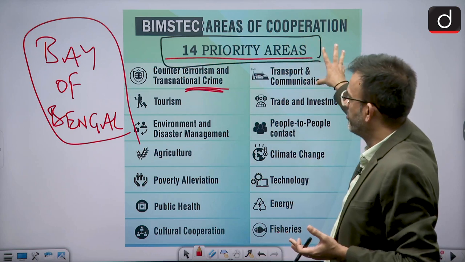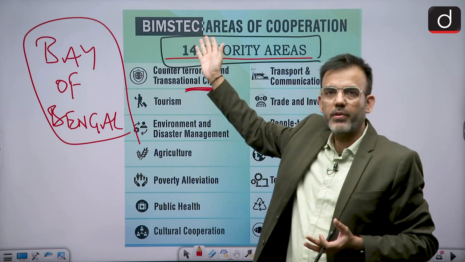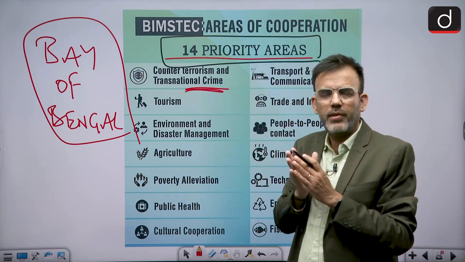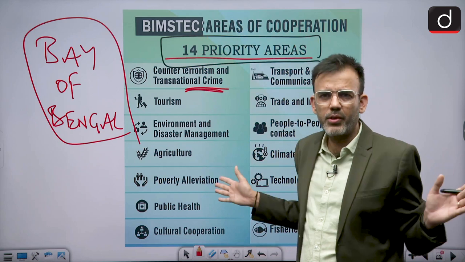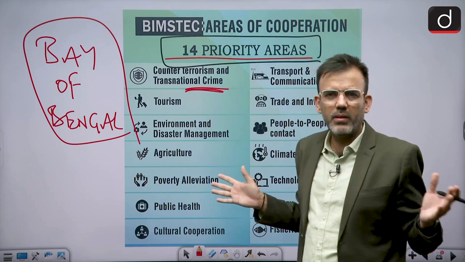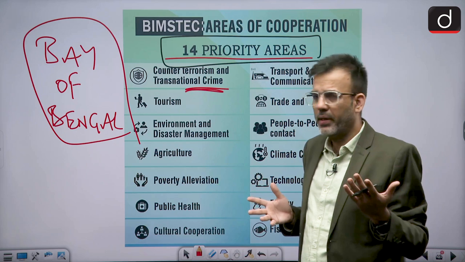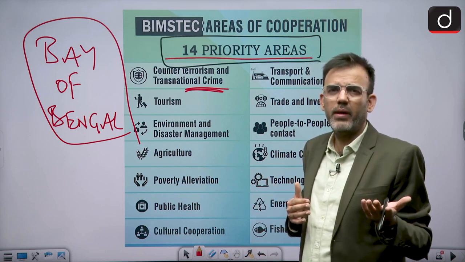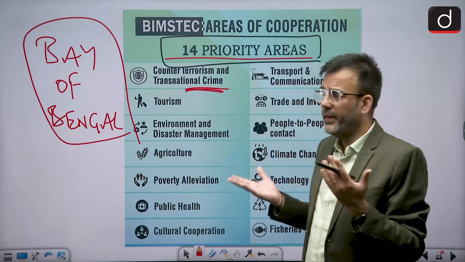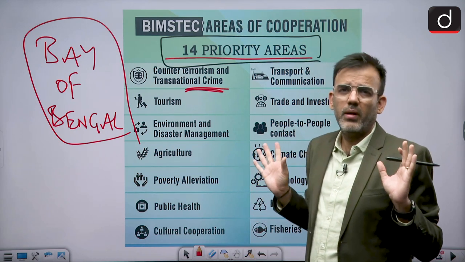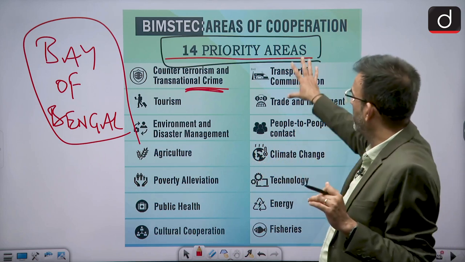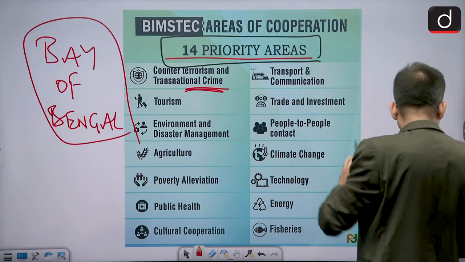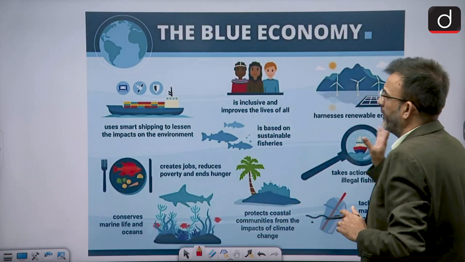So, in that sense, the clear cut differentiation between SARC and BIMSTEC, which we can see, is SARC, we can say, worked like a headless institution. Political disputes between countries frequently come in the agenda, and that overall backfired for the progress of SARC. But BIMSTEC, just unlike SARC, is quite a focused and priority driven effort.